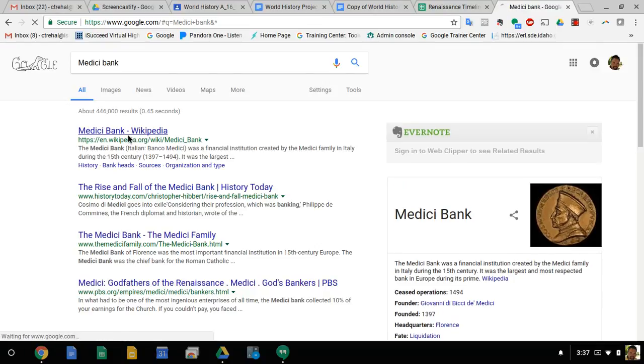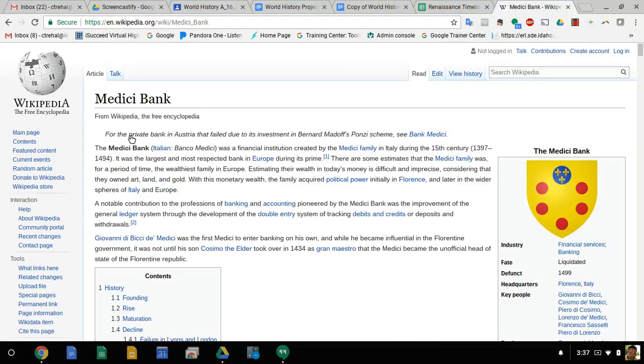And luckily enough, that's in Wikipedia. It was the largest and most respected bank. Let me see, estimating double entry system. And again, watching that show Ascent of Money, the Medicis figured out a way to charge interest when you really couldn't charge interest. So it was formed in Italy in, what does it say, 1397 by the Medici family.